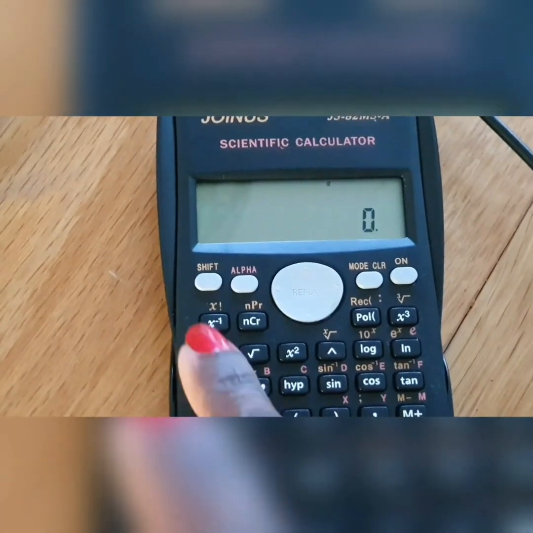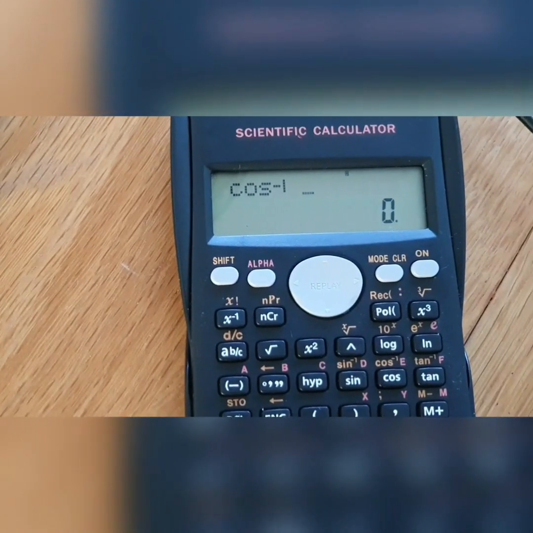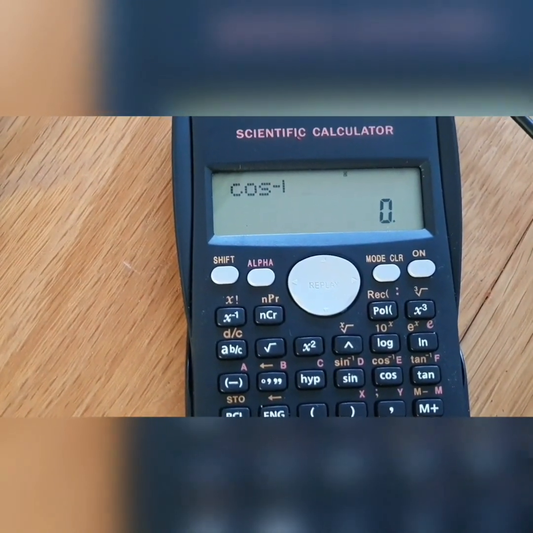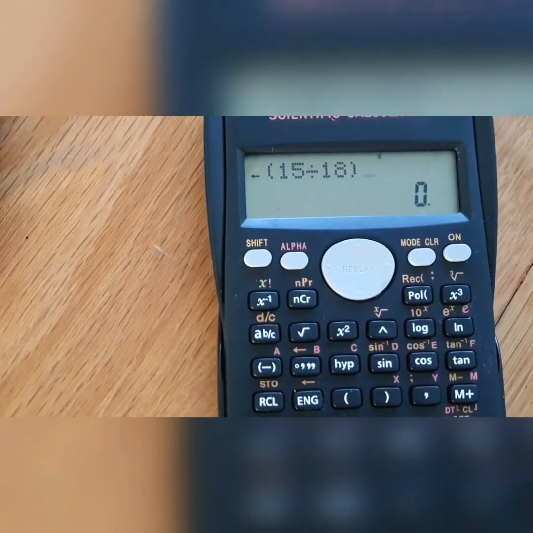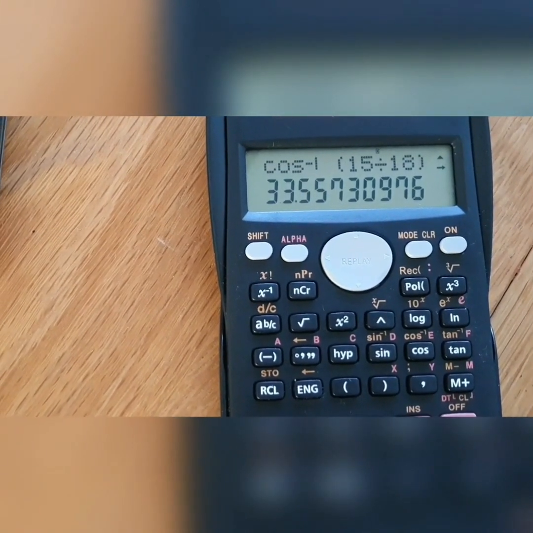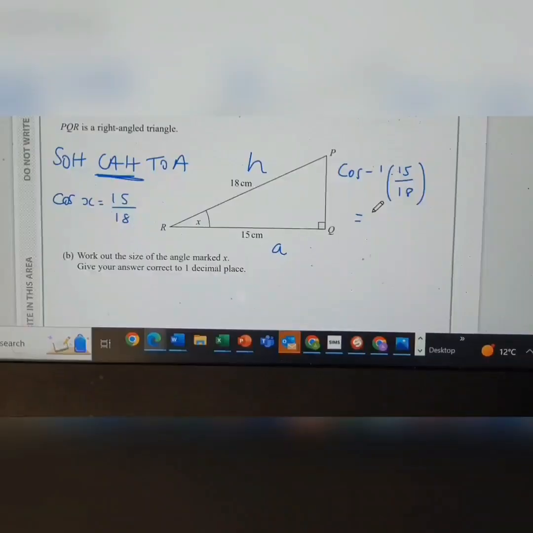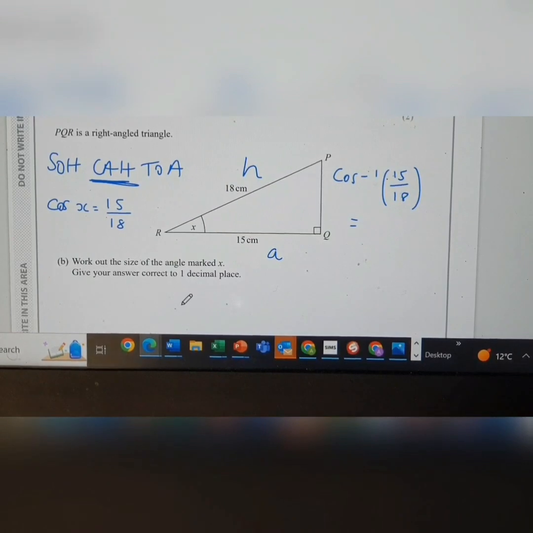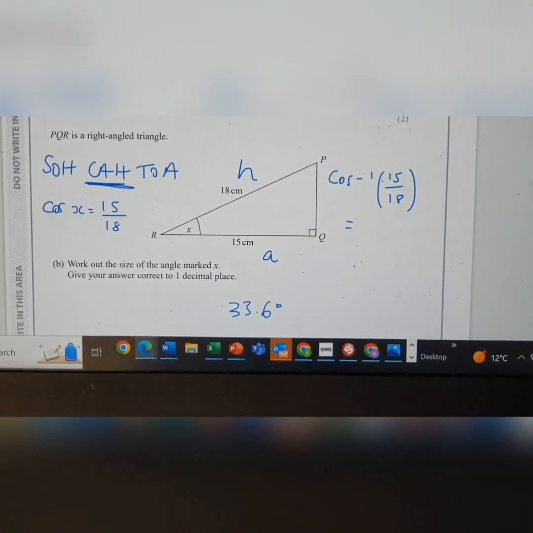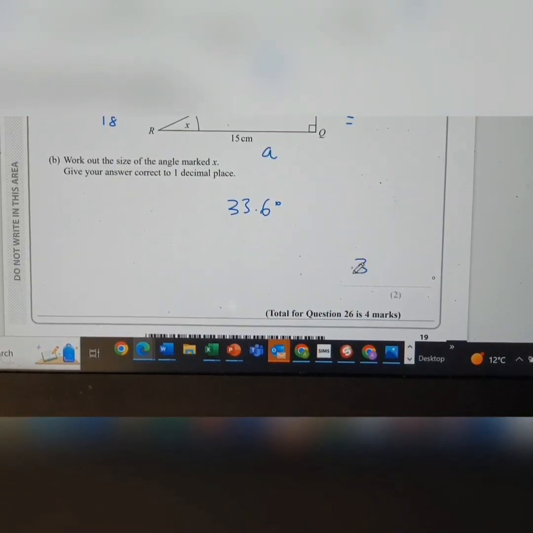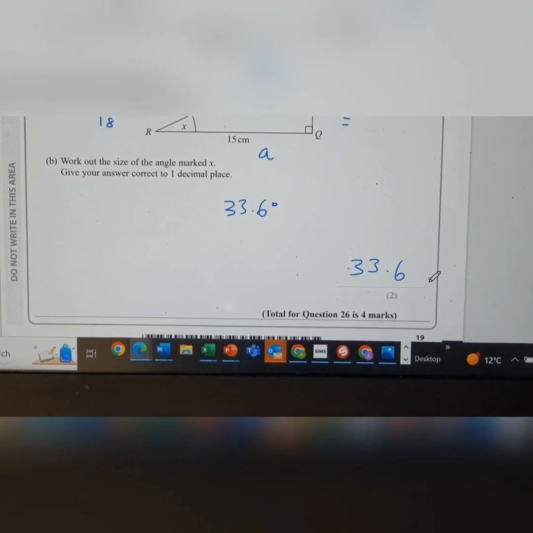So for inverse cos, you're going to press the shift button and then cos. So it gives you that cos minus 1 sign that you're looking for. 15 divided by 18, close bracket. So the missing angle is 33.6. So to 1 decimal place, 33.6 degrees. The degree symbol is already provided there for you.